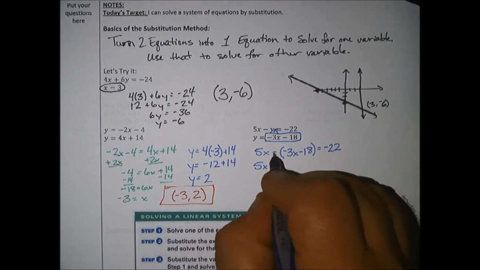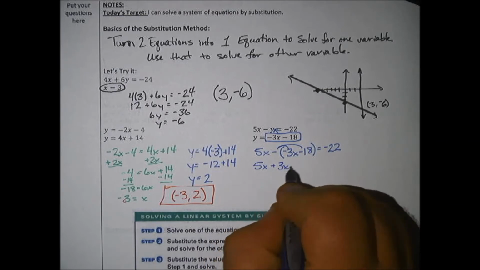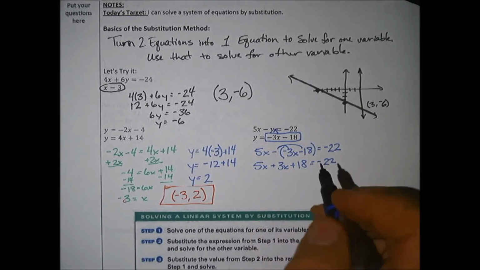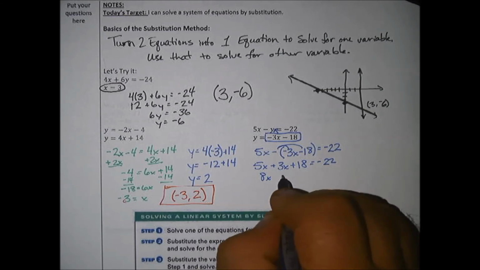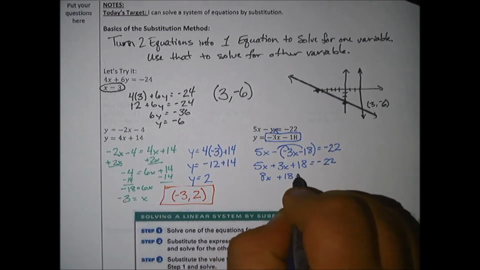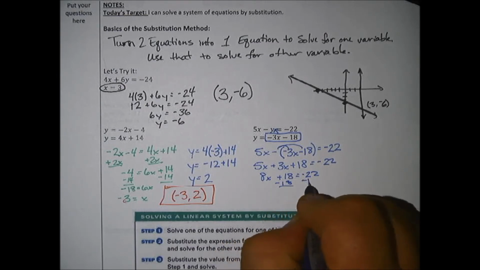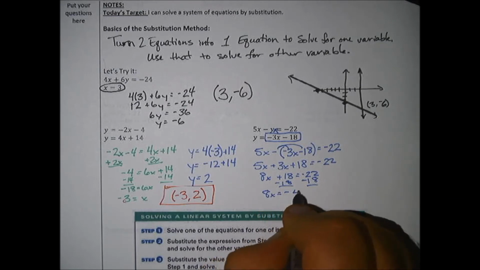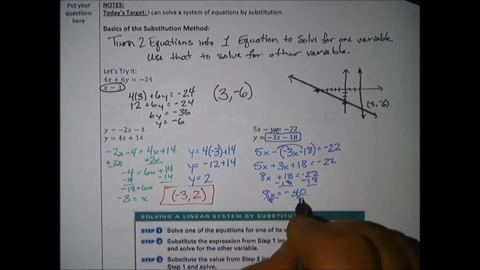So we have 5x. I'm going to distribute that negative. Just change the sign of those ones. Plus 3x plus 18 equals negative 22. It's looking like the numbers are going to get a little bit bigger here. We have 8x plus 18 equals negative 22. Subtract 18 from both sides. This is just solving equation stuff. We've done that before. And 8x equals negative 40. And then we divide by 8, and x equals negative 5.